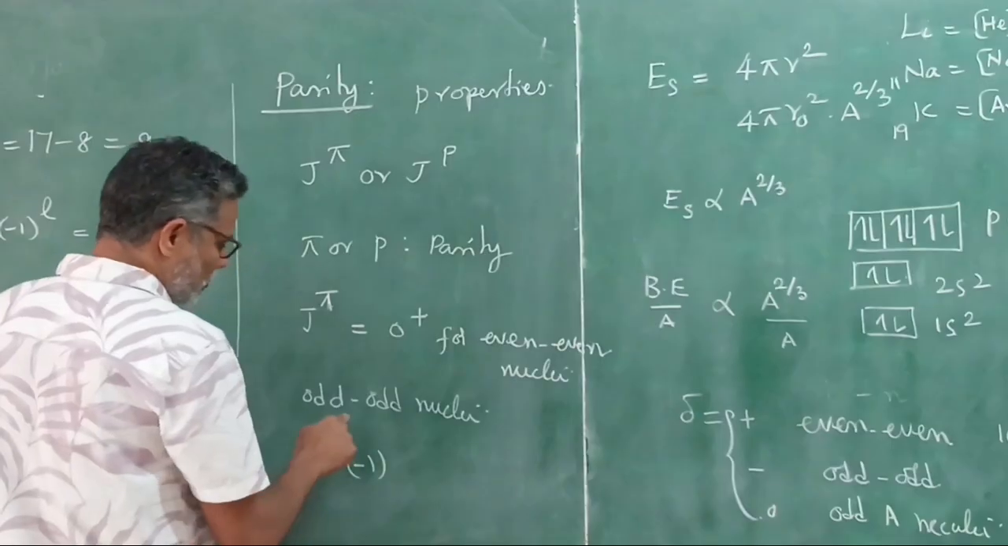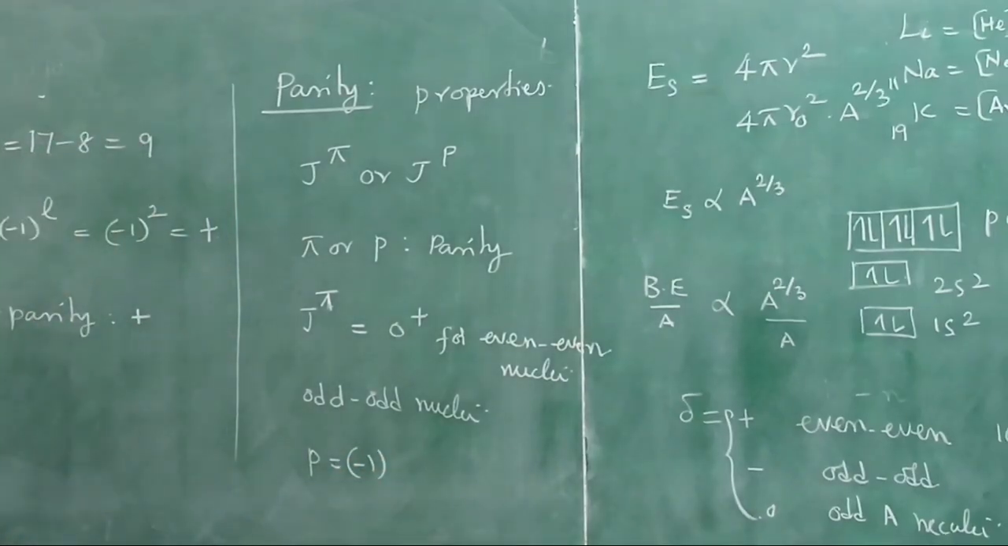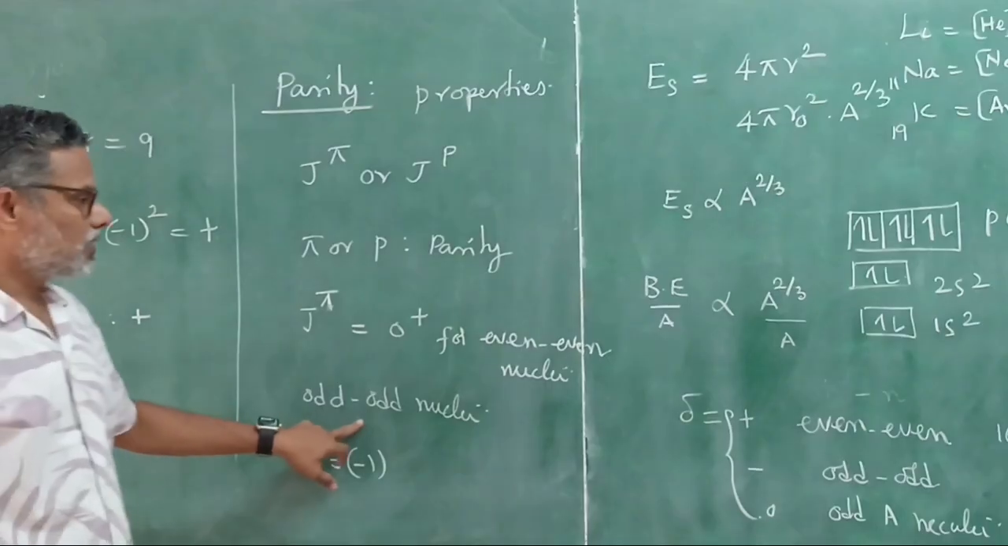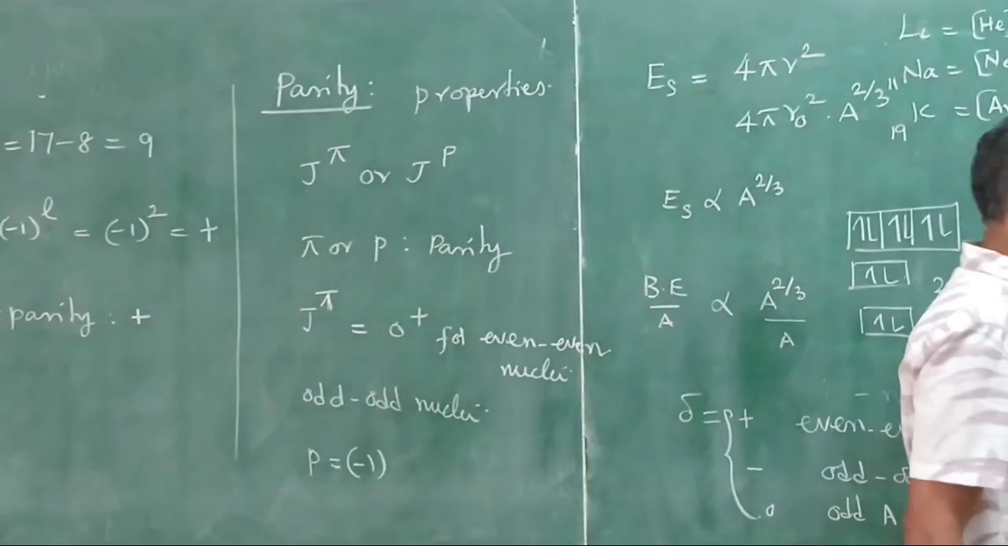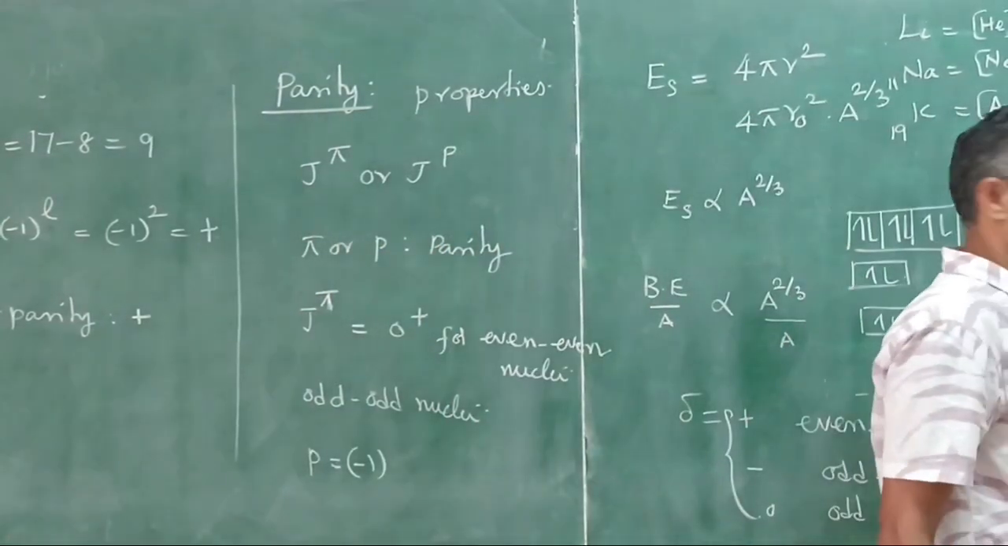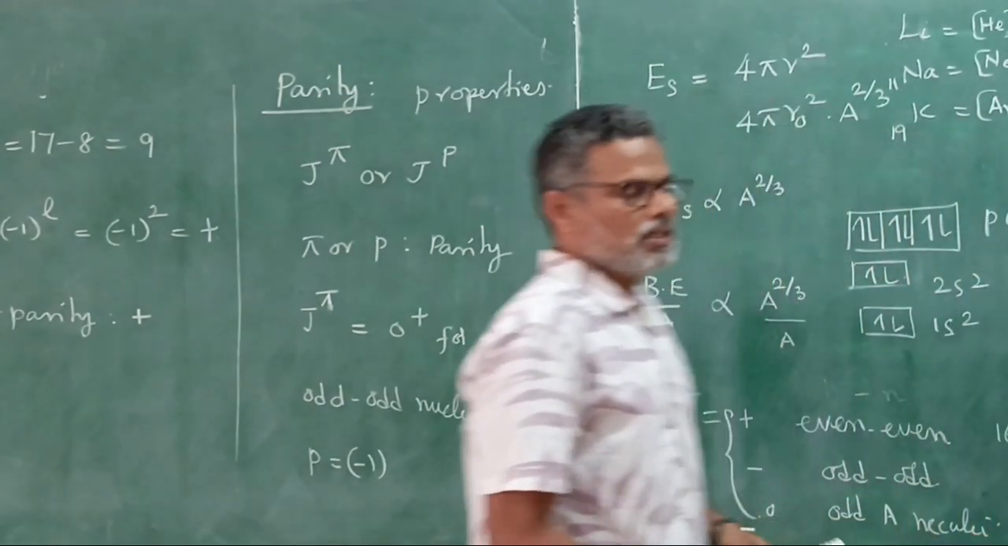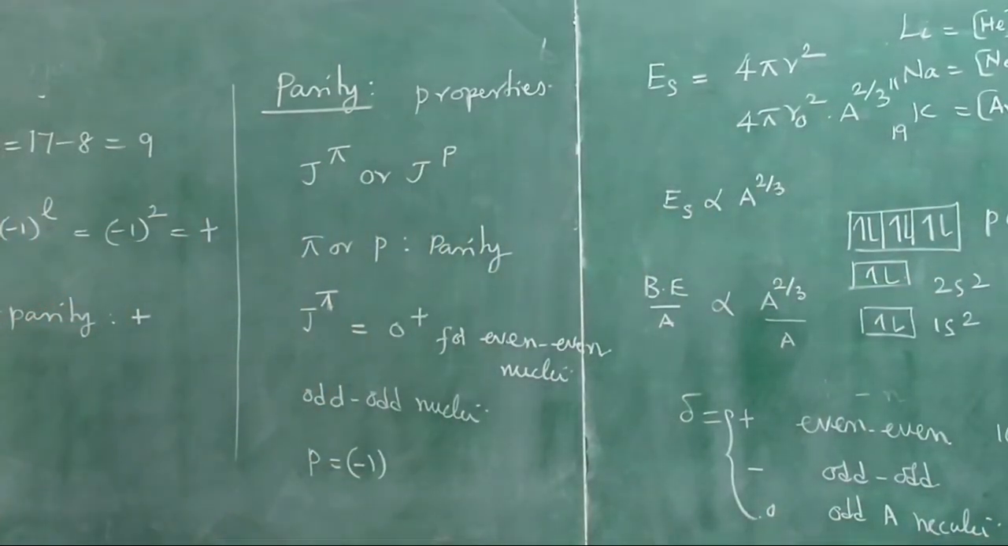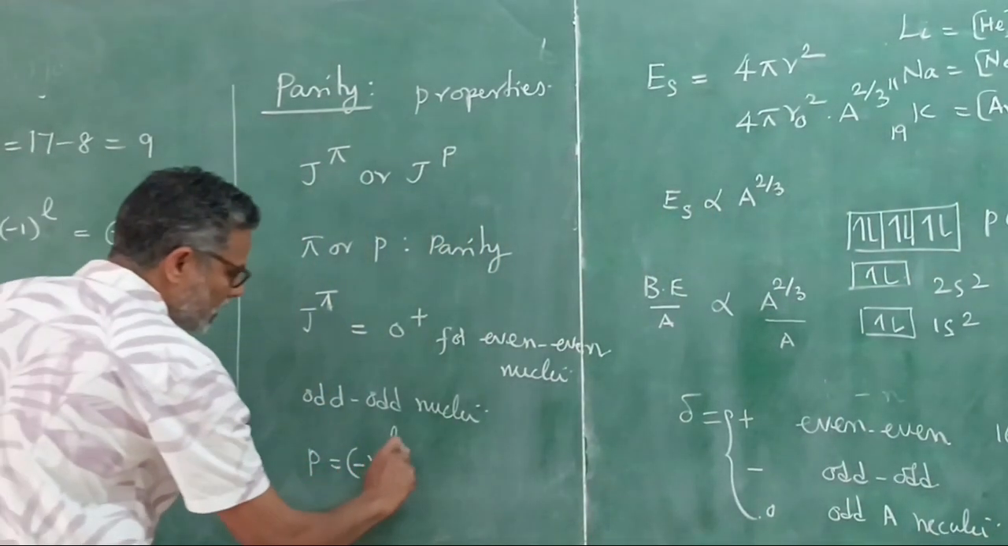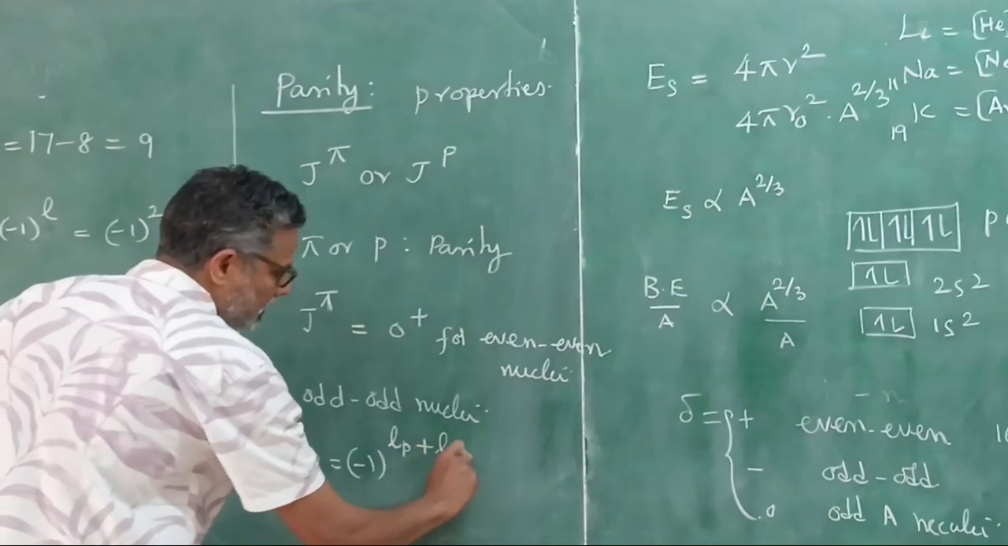Okay, so the parity for odd nuclei. Let's say, as we have seen here, put L here, because only one neutron is fixed, the odd one. So its L value will be, if both of them are coming here and here, one here and one here, then you should have a different L value: L for proton, LP, plus LN.